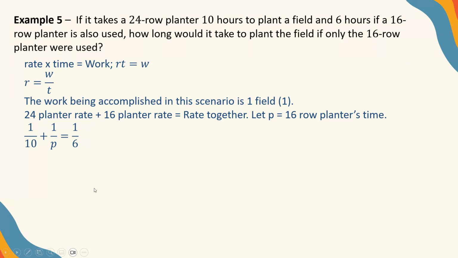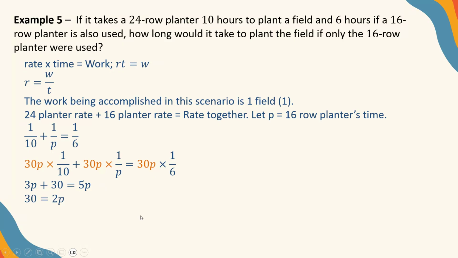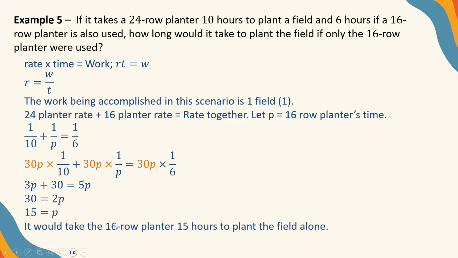So to solve this for P, we multiply both sides by the least common denominator, which would be 30P. And then that gets rid of our denominators. So 30 divided by 10 gives us 3P. 30 divided by P is 30. And then 30P times 1/6 is 5P. So then we would subtract 3P from both sides, divide by 2. And then that tells us that it would take the 16-row planter 15 hours to plant the field alone.